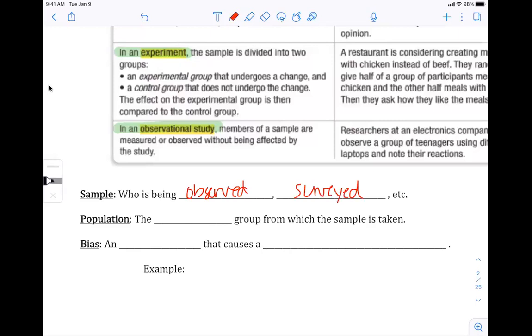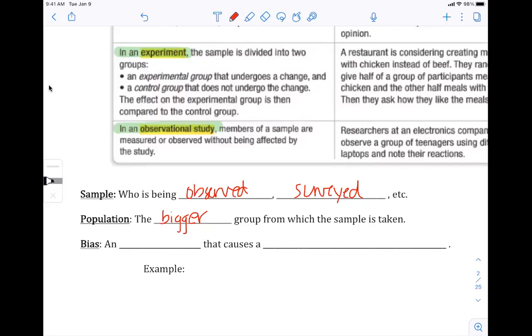Now, when we use the term population, this is the bigger group of people from which you take that sample. So if we're surveying just our class, that would be the sample. The population would be the entire school population.